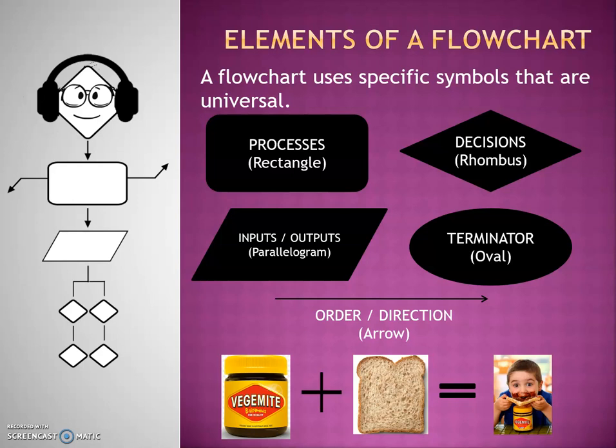Next, we will look at the common elements of a flowchart using an everyday example I am sure you are all familiar with, making a Vegemite sandwich. You may think to yourself, making a Vegemite sandwich doesn't need a flowchart, but in essence, making a Vegemite sandwich is just like an algorithm. It is a set of instructions and/or directions that need to be followed accurately to solve a problem, and the steps can be displayed in a flowchart.